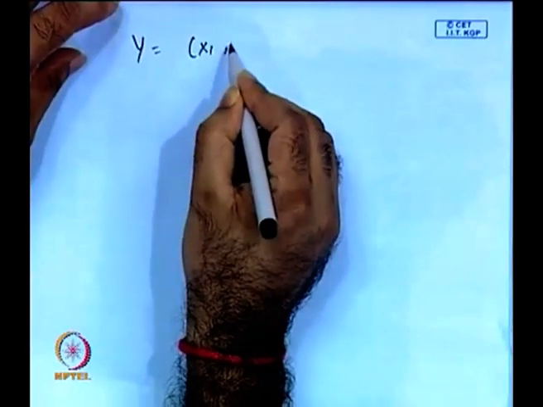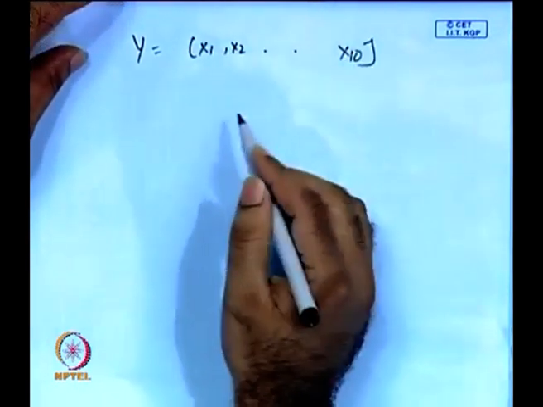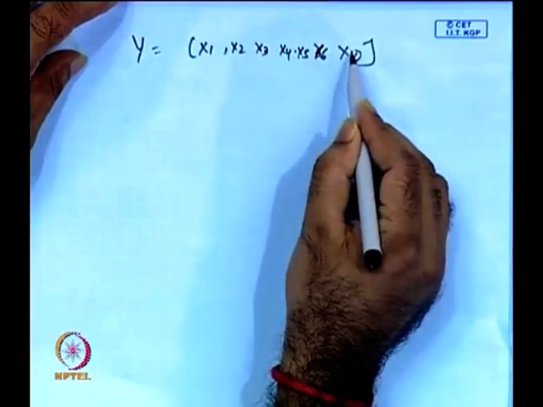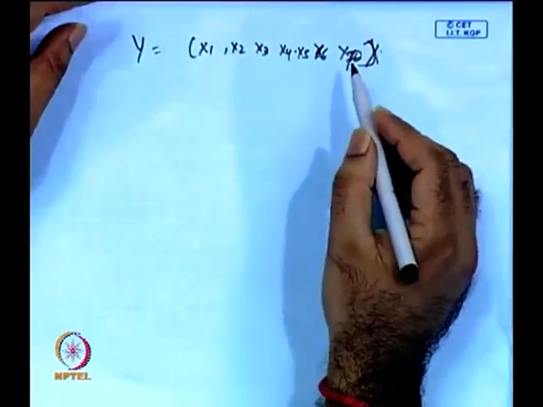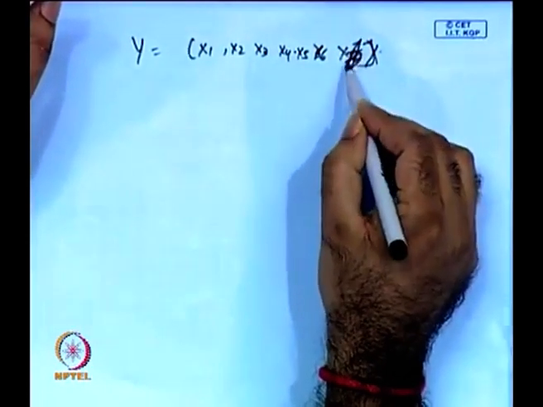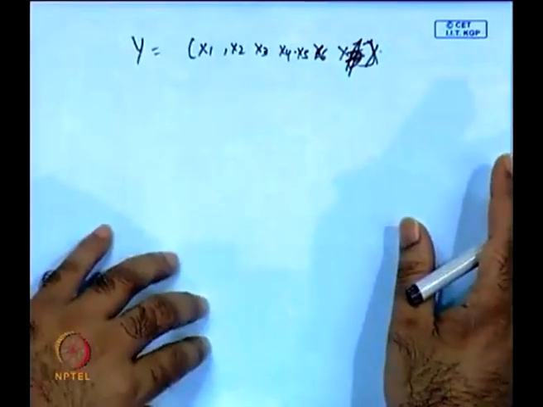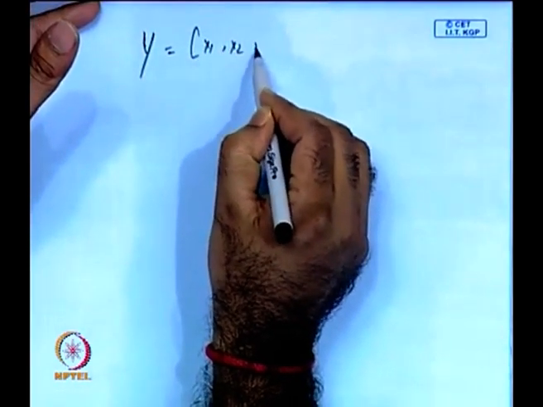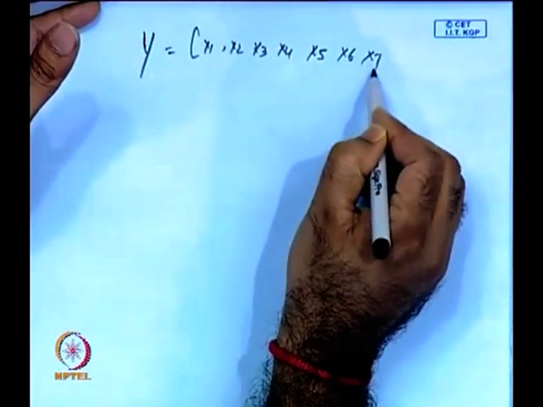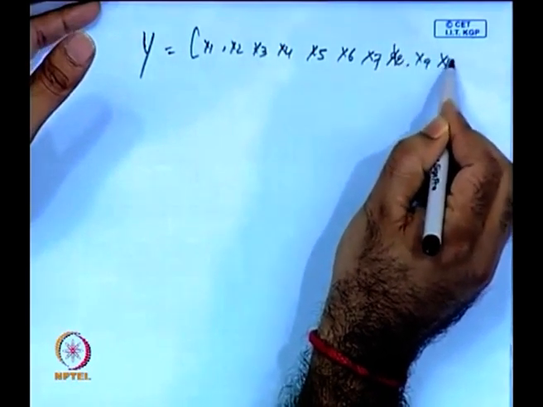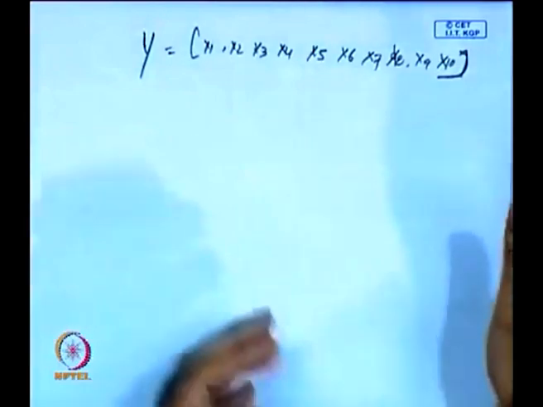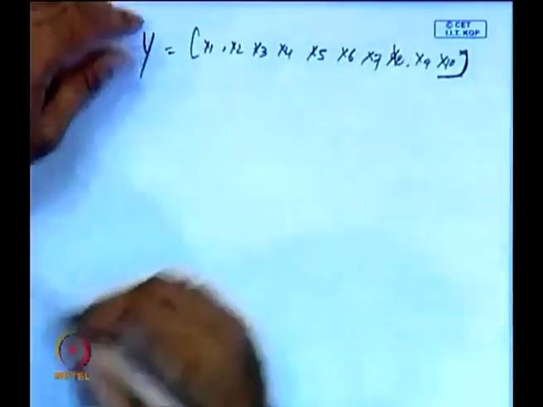So let us say y equals x1, x2, x3, x4, x5, x6, x7, x8, x9, x10. Let us assume that the model consists of one dependent variable y and 10 independent variables x. So now you go through the estimation process.